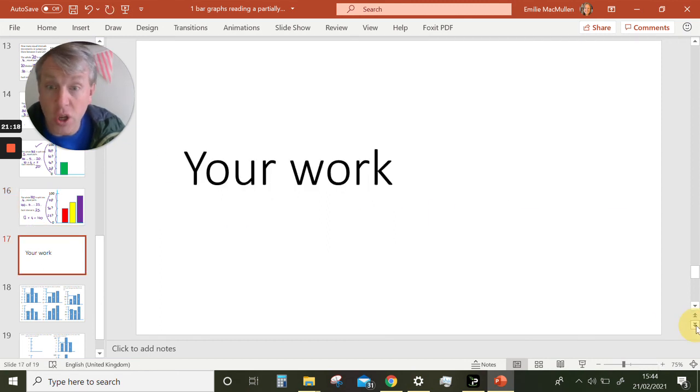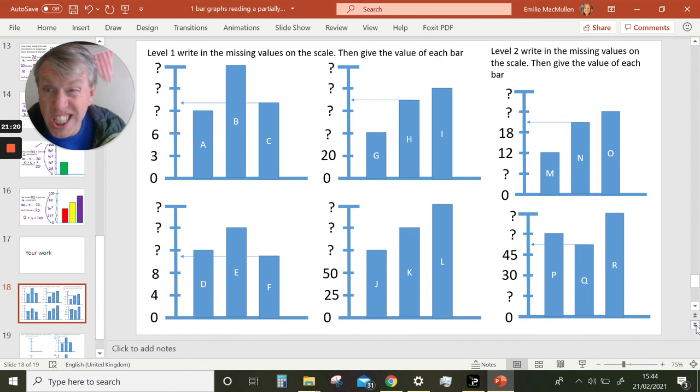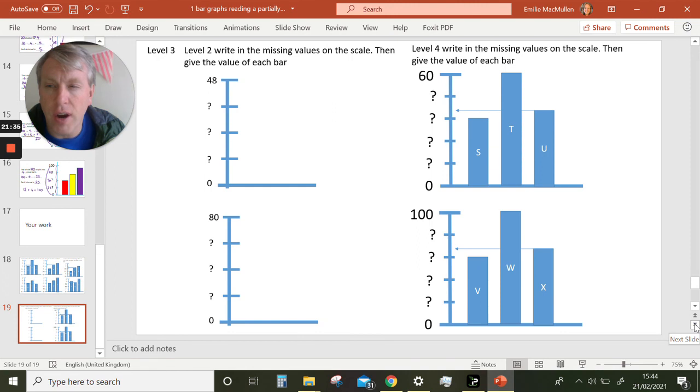So here's your work. We've got some scales where we're counting up, and you can see the increment more easily. In level 2, we've got some questions where we're going up and down in terms of the same number, and then level 3, we've got to use our division skills.